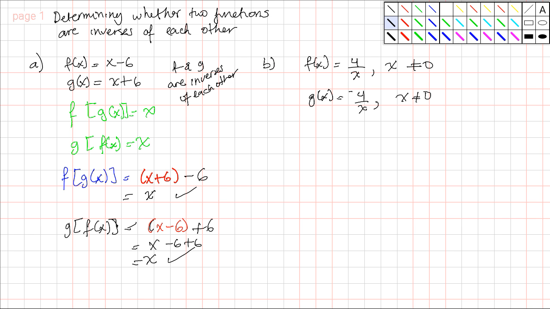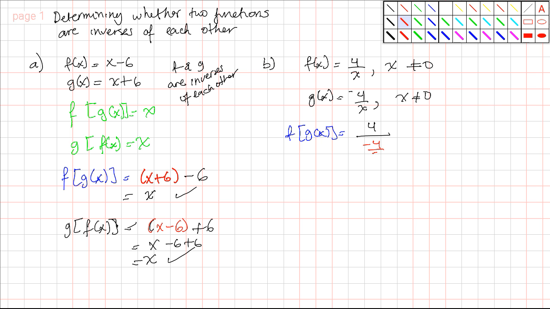So let's check for f of g of x. So when we plug in, we have 4 divided by negative 4 over x. And if we simplify, we get 4 times negative x over 4, so that cancels out and we're left with negative x.